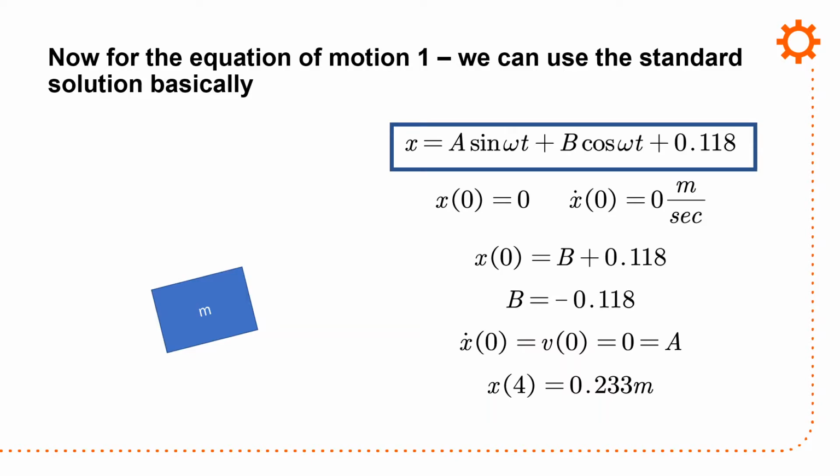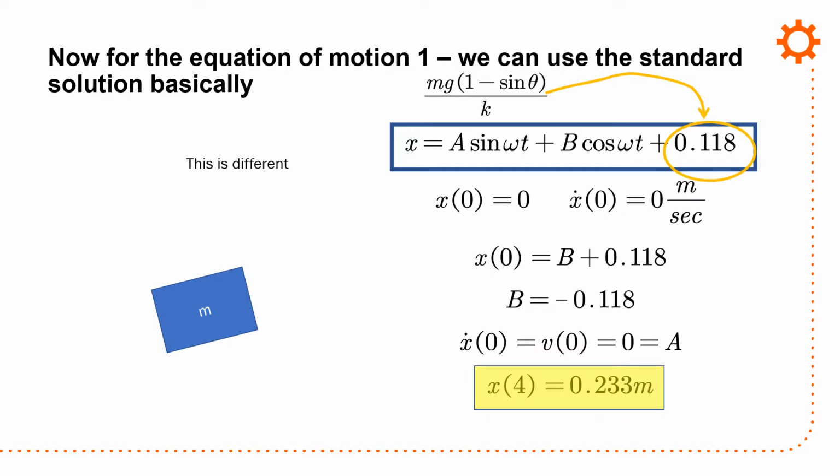x equals A sine omega t plus B cos omega t plus 1.118. Substitute in terms. This is a bit different than what we've done in the past. Substitute in everything, and I end up with this. Now, that last term is kind of like a forcing term. It's sort of like these forcing terms we've looked at in the course, and it doesn't change anything, but x over 4 is 0.233 meters.